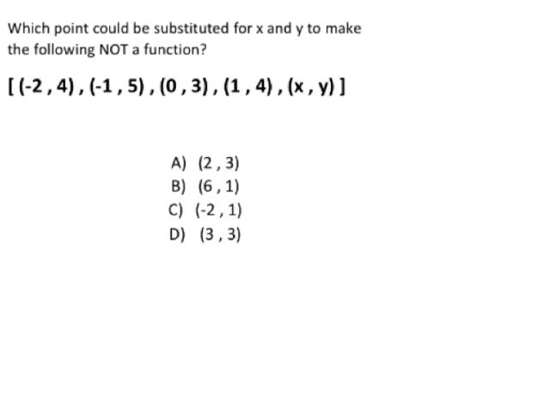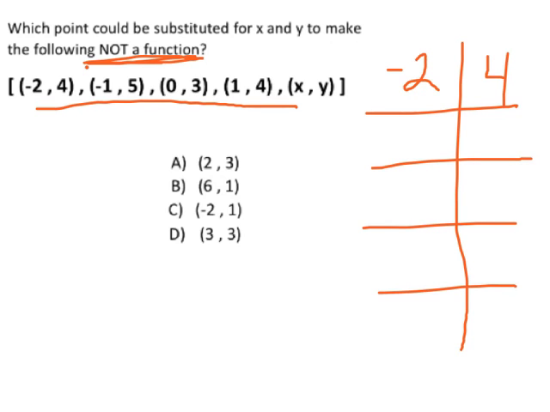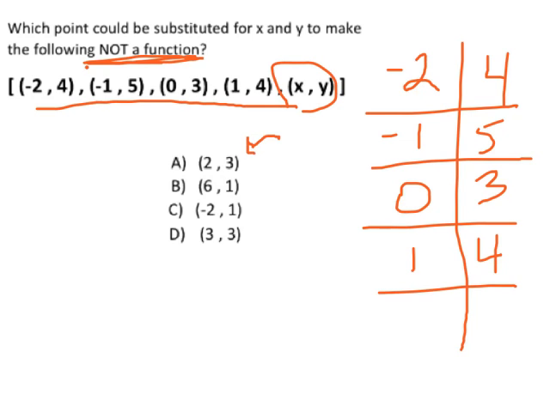For our third question, the question asks which point could be substituted for x and y to make the following not a function. When we have points written like this, how do we want to rewrite them? We want to rewrite them as a table. So your x and y values as a table, because then it will be easier to substitute in values at the bottom. So we have negative 2, 4, negative 1, 5, 0, 3, 1, 4, and then that extra point x and y at the bottom, which we're substituting these points for.